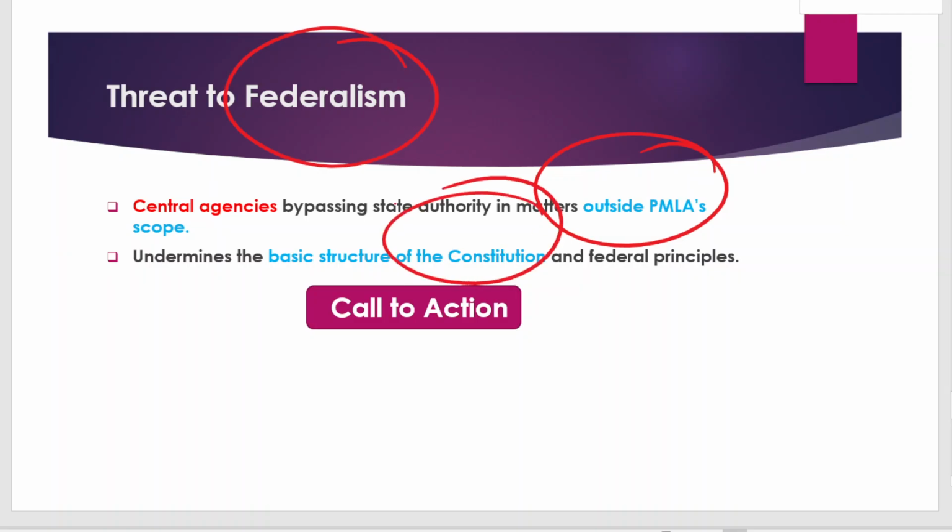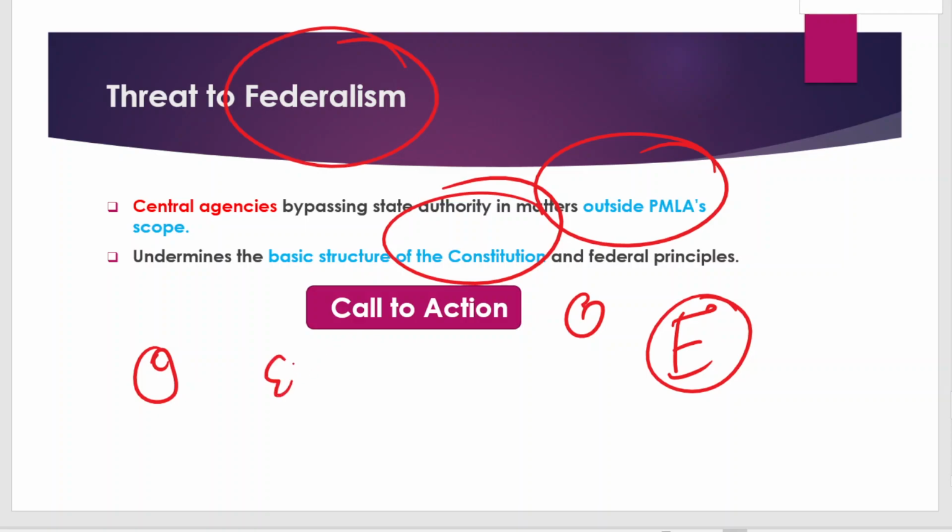This also undermines the basic structure of the constitution and federal principle. Now you have to tell me some suggestions on how we can ensure that this type of breach does not happen, and suggestions so that we can reform and ensure more autonomy to the Enforcement Directorate. You can provide me the suggestions in the chat box.